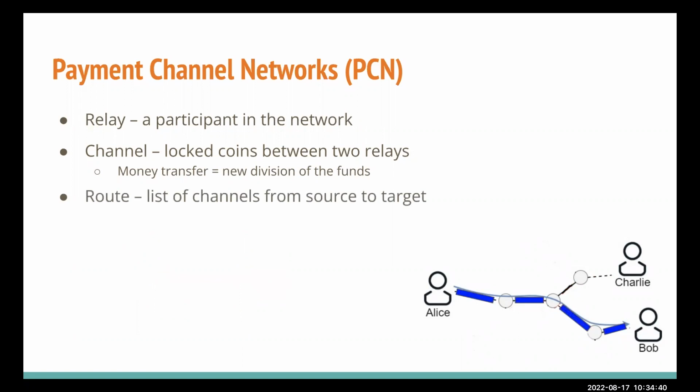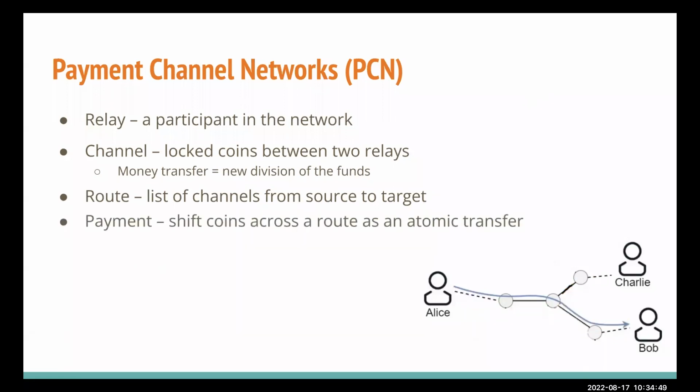Perfect. Then we have routes. Routes are just a list of channels from a specific source to a specific target. And then we have payment. A payment is just shifting coins across this long route. So for example, we have Alice, Bob, and Charlie. Alice can transfer 2 coins to Charlie across this route. And as we can see, the liquidities, the divisions of the funds, will be updated throughout the route.